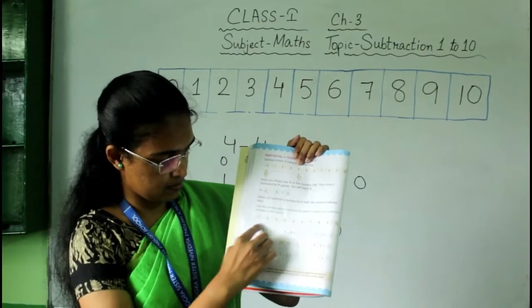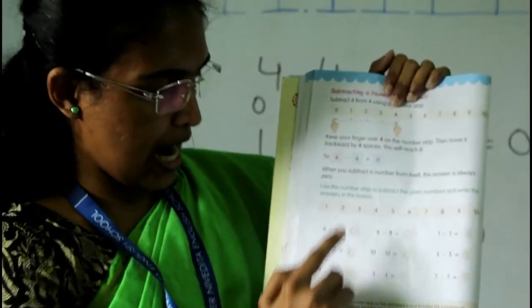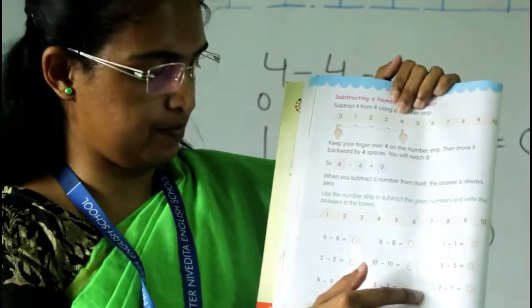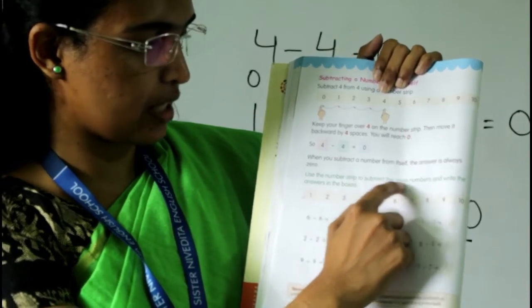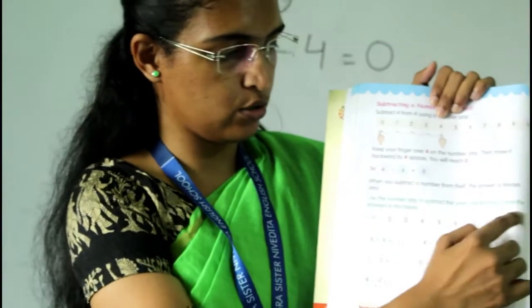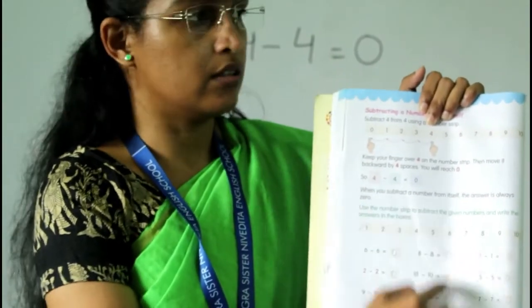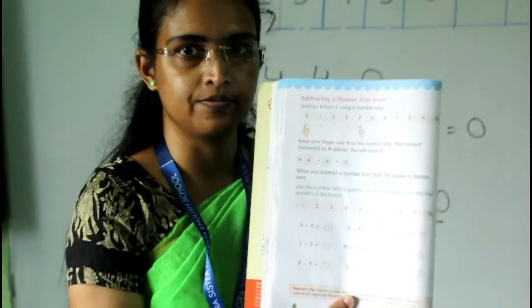Now this portion is your homework. You have to use this number strip and find out the answer. The question is: use the number strip to subtract the given numbers and write the answer in the boxes. So you have to use this number strip and do these sums, okay? In your home, this is your homework.